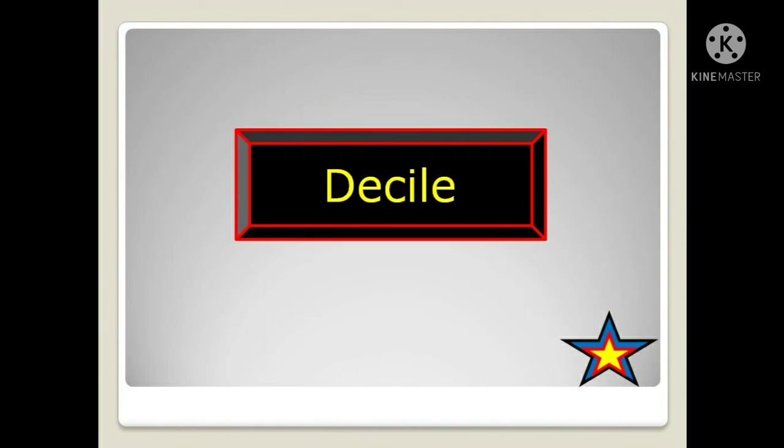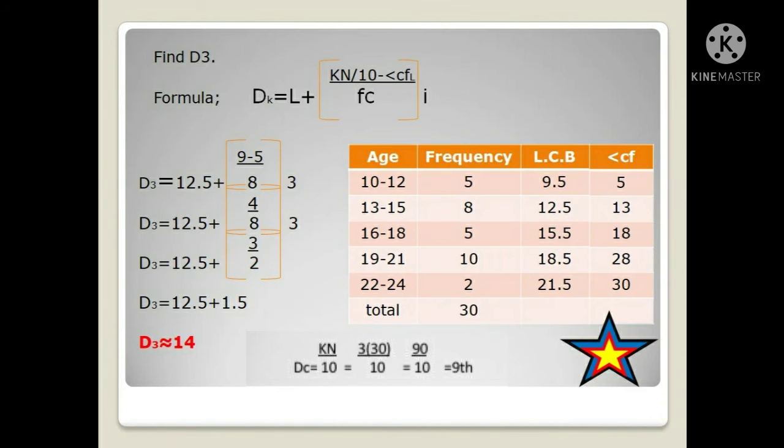Next is decile. Same example, then copy the table, the age, frequency, LCB, and less than CF. We need to find the D3. And the formula of decile is Dk is equal to L plus open parenthesis kn over 10 minus less than CF_L over f_c close parenthesis times i.